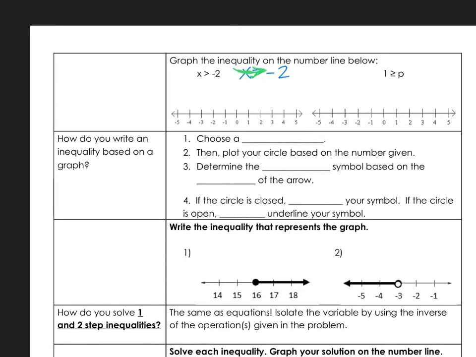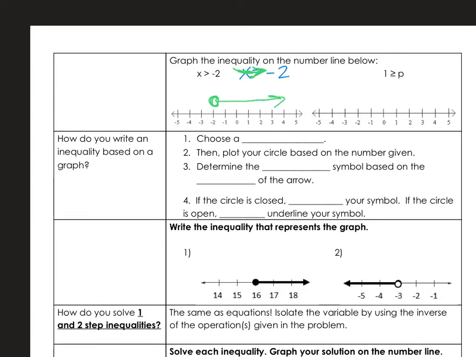Okay, so this one is an open circle since it's greater than. So we want to have an open circle at -2, and ooh, that's an ugly circle. There we go. Since the variable's in the front for this inequality, we're going to listen to it and we're going to go to the right. So my arrow is to the right.